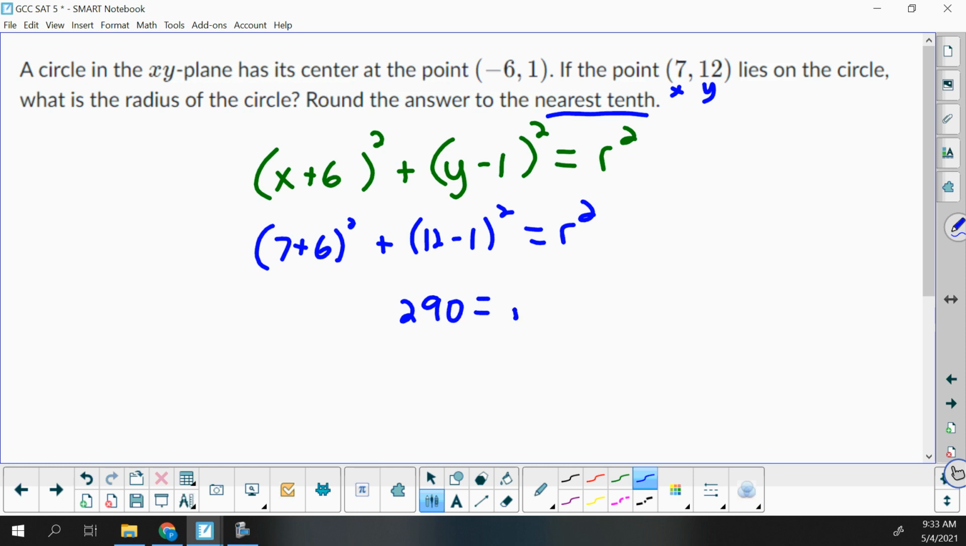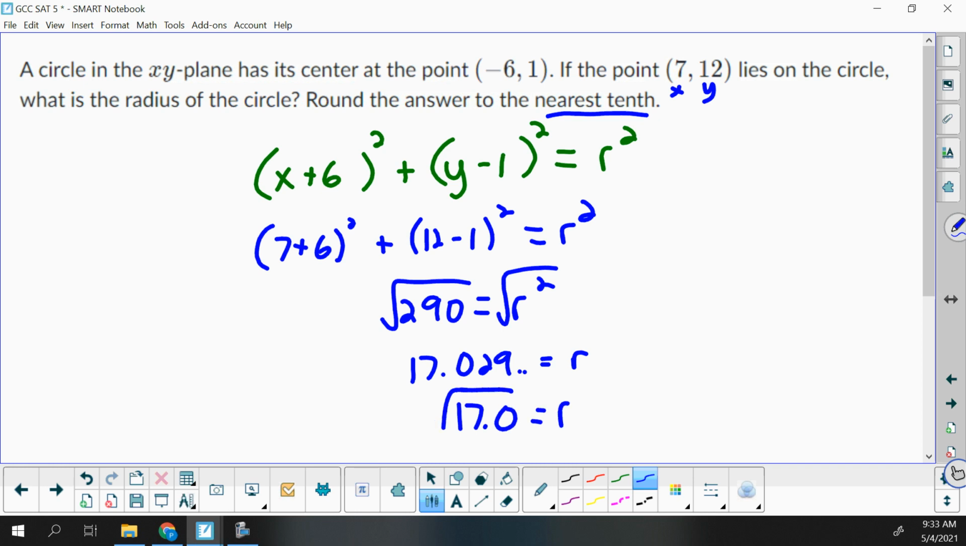We should have got 290 when we put that in. On the left, when you took the square root of it, we got 17.029 and change for r. So the nearest tenth, r should be 17.0.